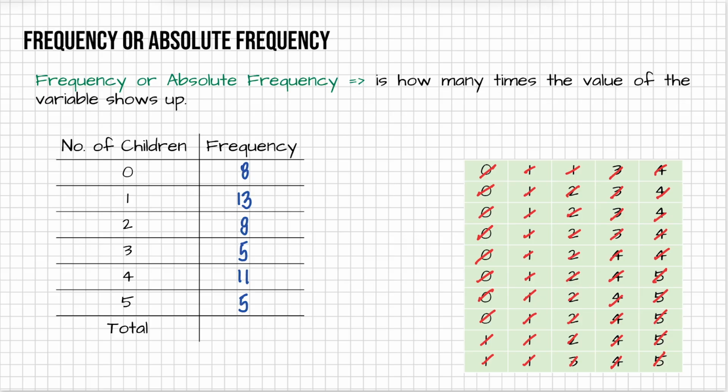And now, we can already say something useful about our data. For example, 1 child is the most common answer among these 50 families. But frequency alone doesn't tell the whole story. That's where relative frequency comes in.